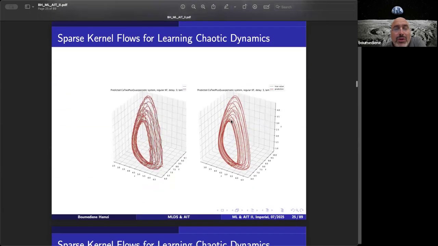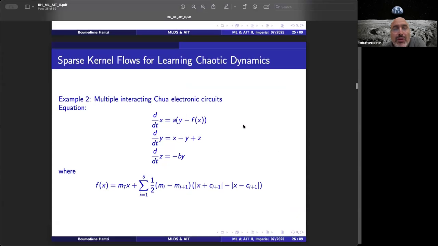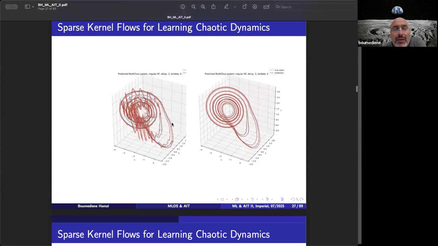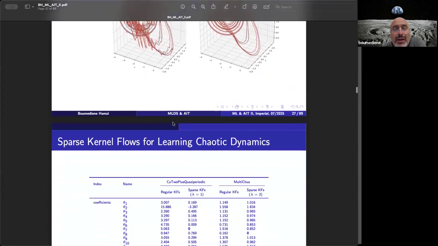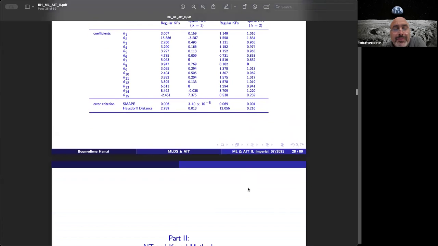So here we have before learning the kernel, before the sparsification, versus the regular kernel flows with the sparsification. You see the true is blue versus prediction in red. Same thing for this example, the true system. Same thing, before learning the kernel versus after learning the kernel. In general, we see an improvement with the short term SMAPE distance, and the long term Hausdorff distance for the attractor, and we see a reduction in the errors.